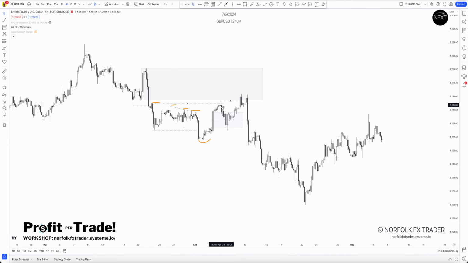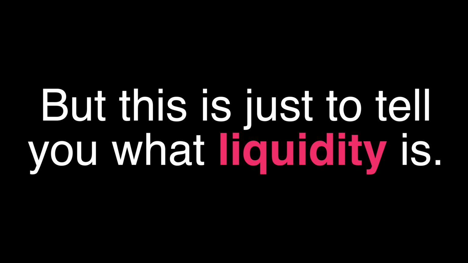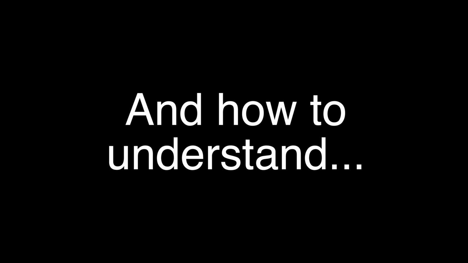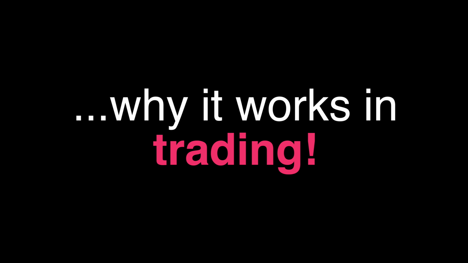So why do they run this final swing high? Because it's the liquidity sitting below this area of supply. It's this area of supply where they wanted to take a sell from. This liquidity all gets run into the supply, and then we see the big drop to the downside to run this low. And that's where this big bearish move comes from, this engineered liquidity. And later there will be a video going through more depth on engineered liquidity. But this is just to tell you what liquidity is and how to understand why it works in trading.